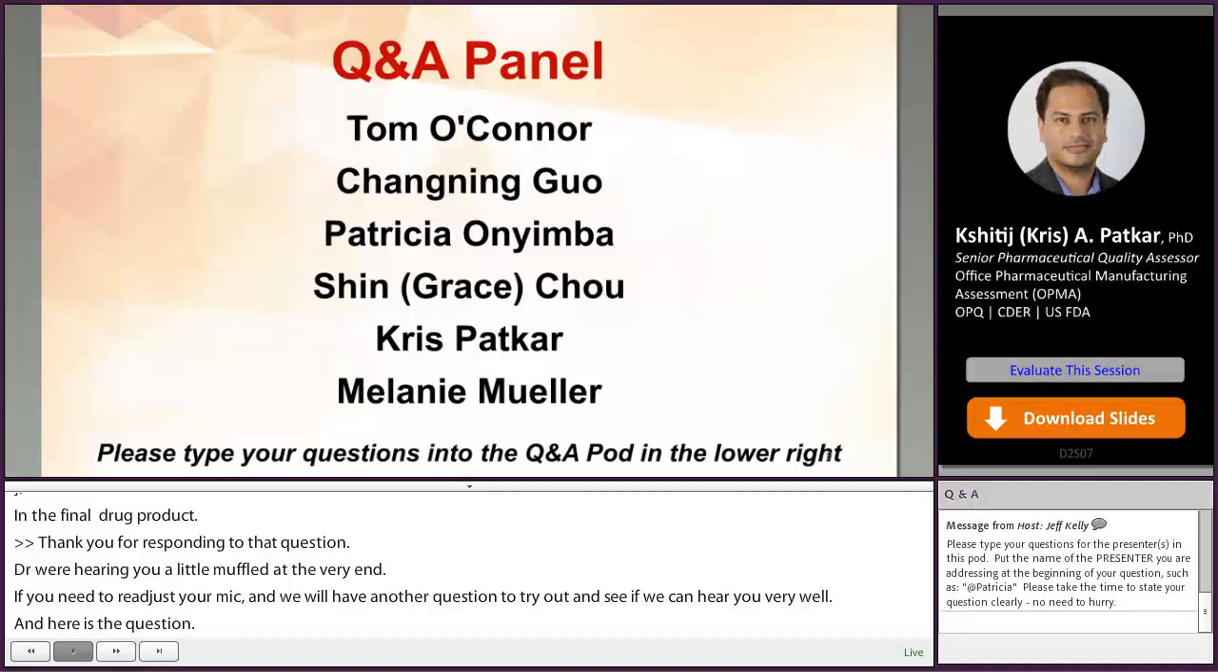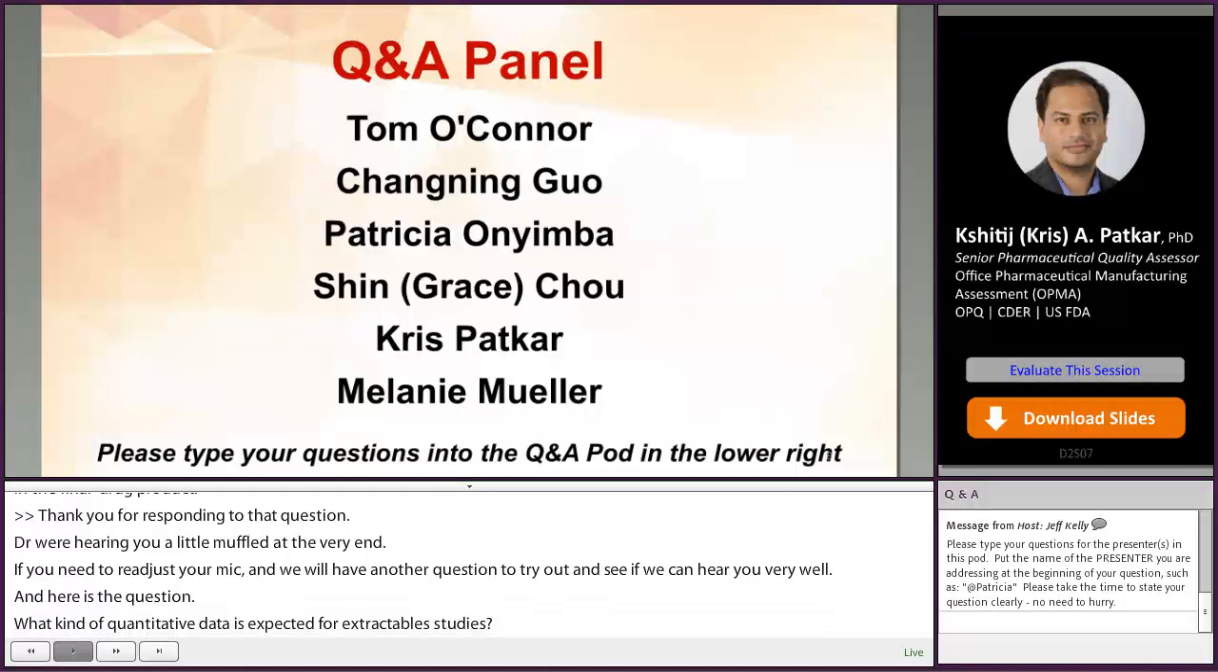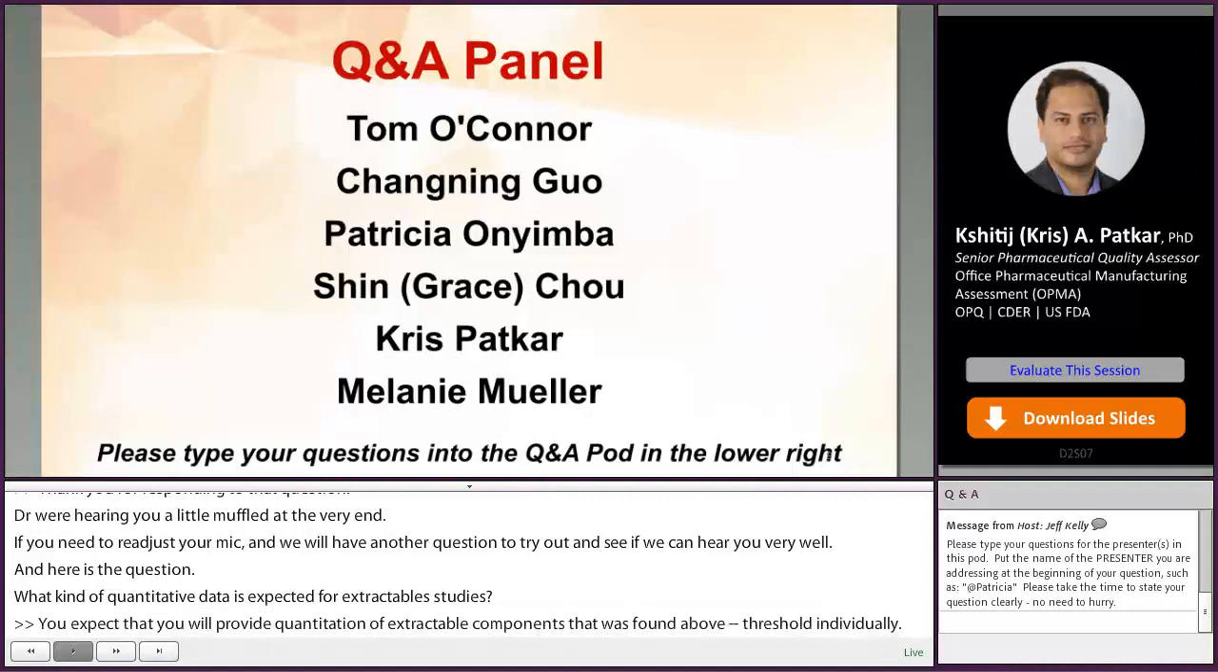We expect that you provide quantitation of each extractable component that was found above the analytical evaluation threshold individually. So for example, a lot of times we see data for total NVR, but when the total NVR is above the analytical evaluation threshold, then we expect you to individually identify the compounds in those total NVRs. So that's the kind of quantitative data we expect you to provide.